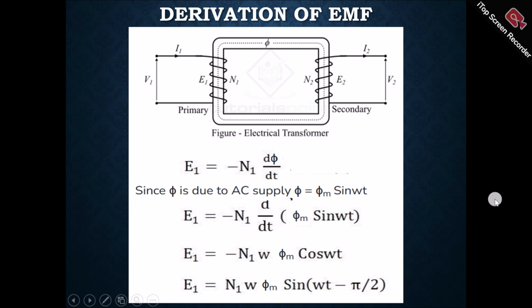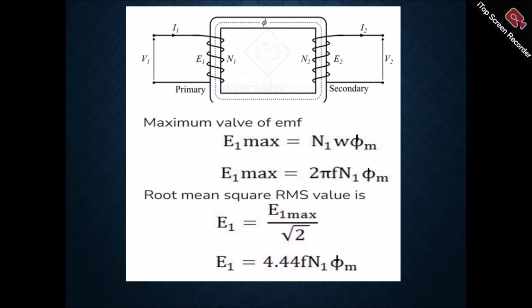Now here the coefficient of the sine term, that is N1 multiplied by omega multiplied by phi m, will give us the maximum E1 value. So in this slide I have shown E1 max is equal to N1 multiplied by omega multiplied by phi m. We can substitute omega equal to 2 pi f, and that's why E1 max is equal to 2 pi f into N1 multiplied by phi m. We can find the RMS value of E1 by dividing the max value by root 2. So the new value of E1 is equal to E1 max divided by root 2.